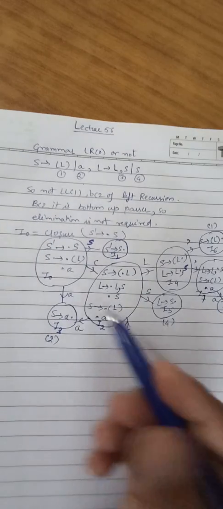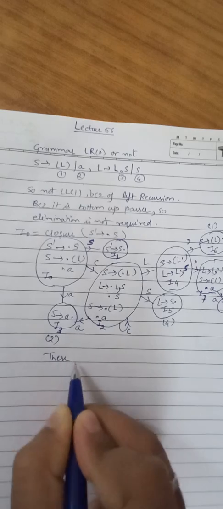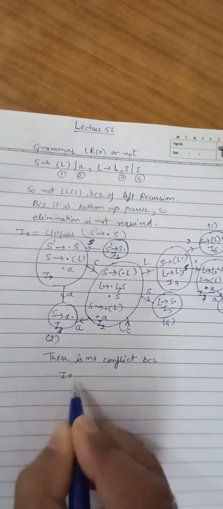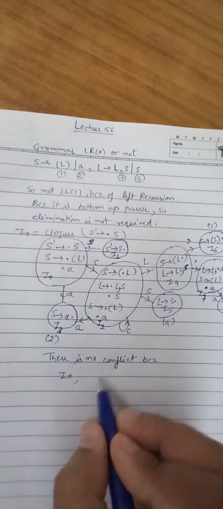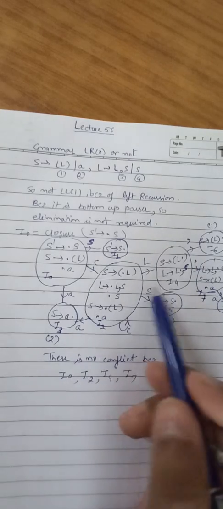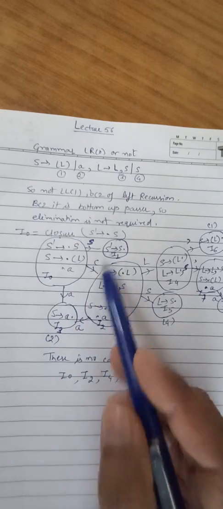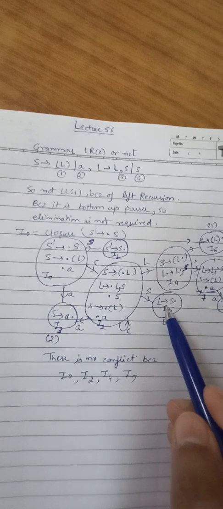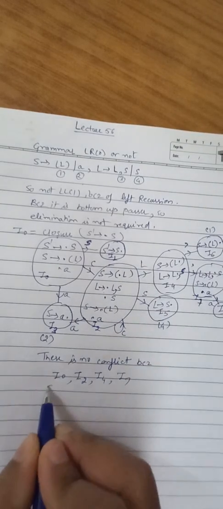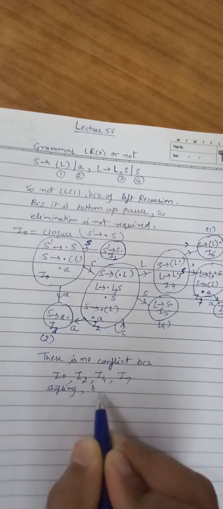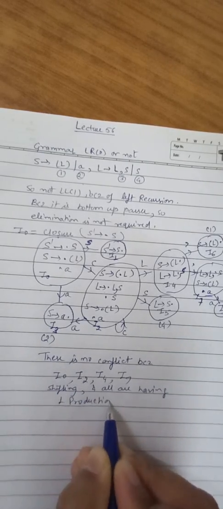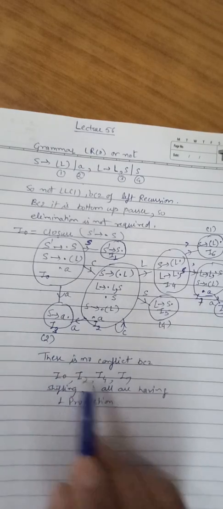And here there is no conflict, because I0, I2, I4 and I7 are the states from where we are going for the shift. In I0 it is completed here, then I2, I4 and I7 are completed here. These are the states in which we are doing shifting, and all of them have only one production, so there is no conflict.